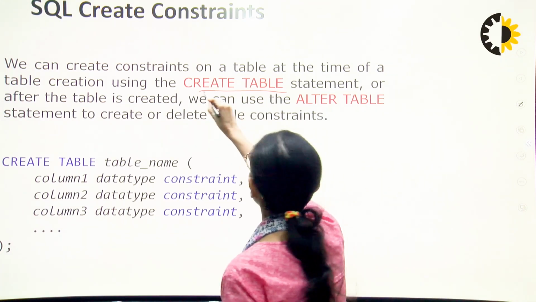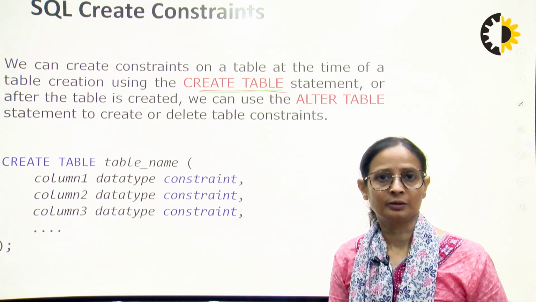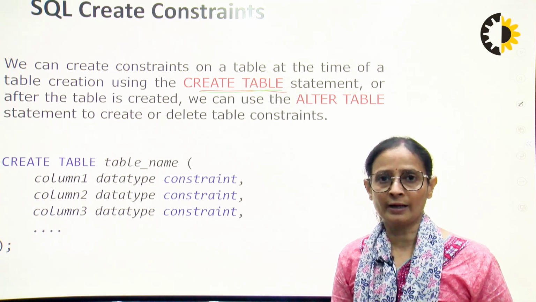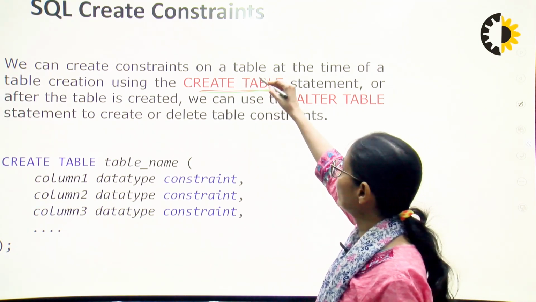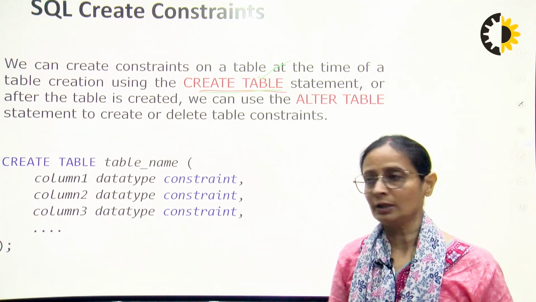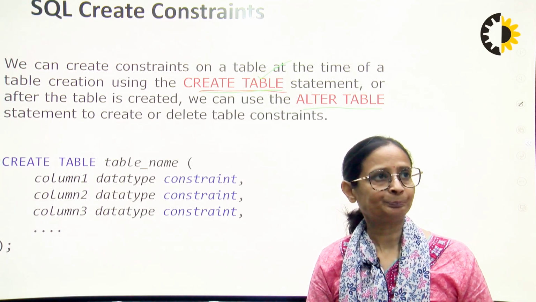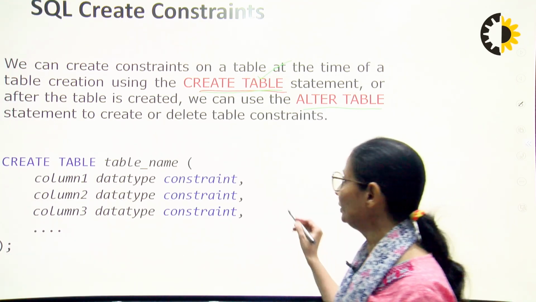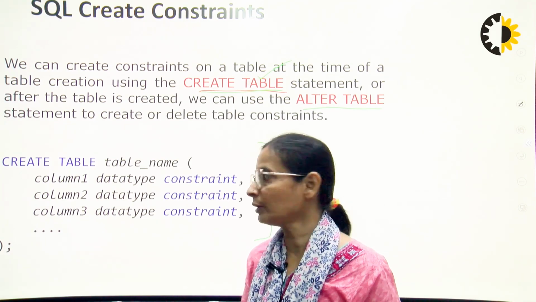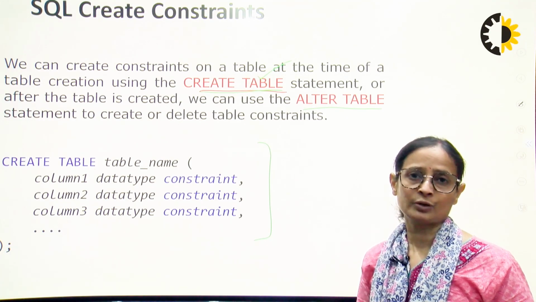So whenever we are creating a table, we will attach the constraint at that time. Or if you forgot to add some constraint during the creation time, then SQL permits to add that constraint with the help of the alter table statement. This is a simple way of adding the constraint, which we are going to refer again and again when we discuss different types of constraint.